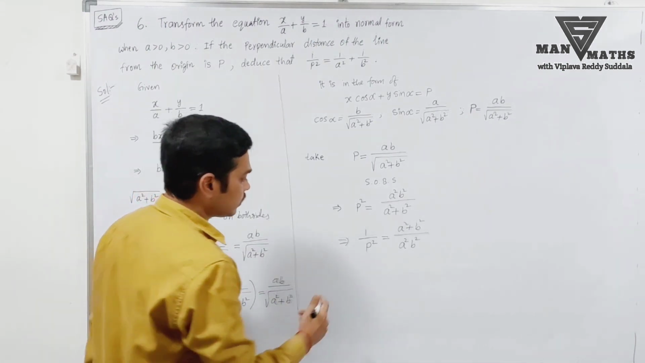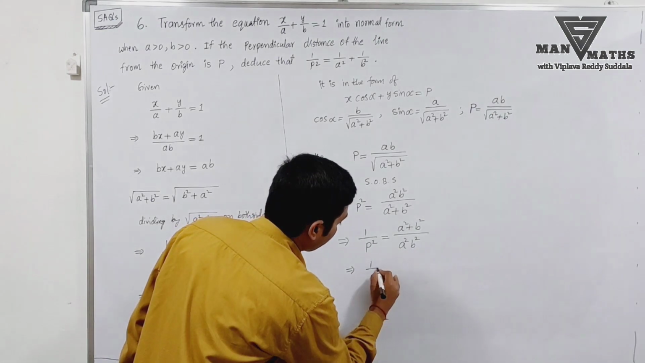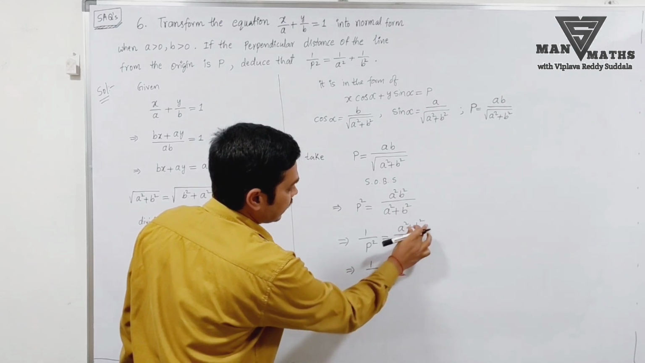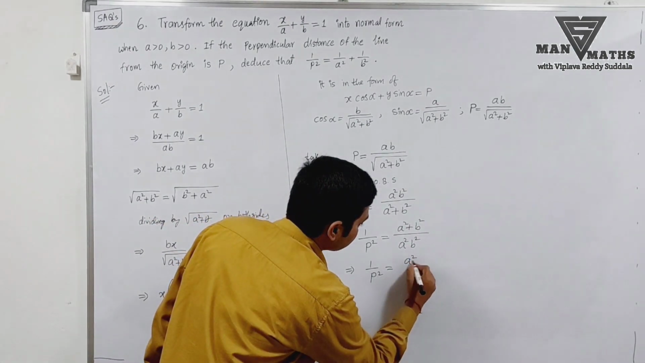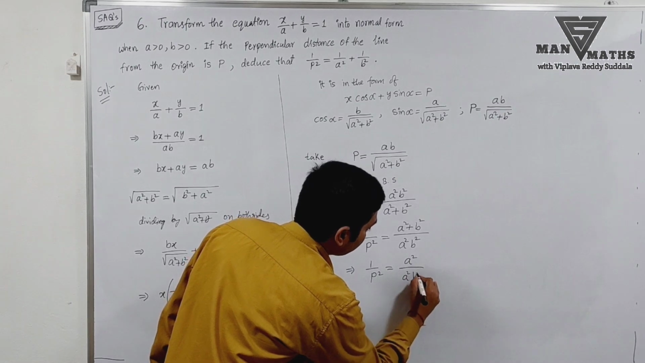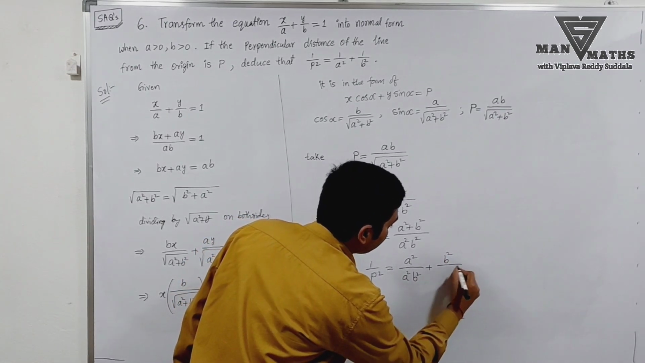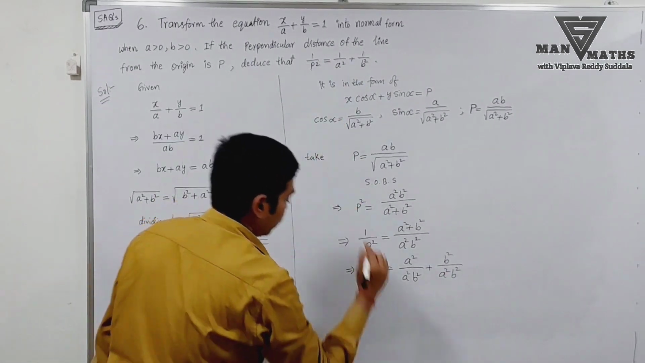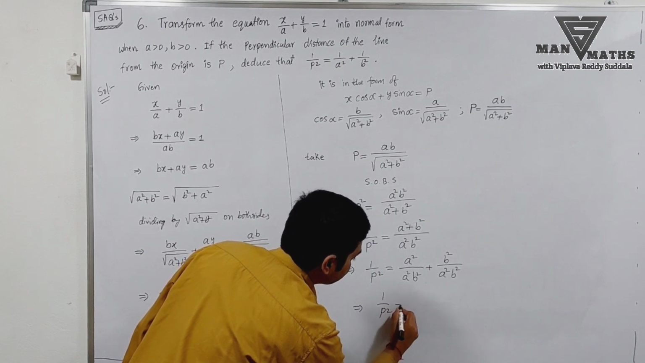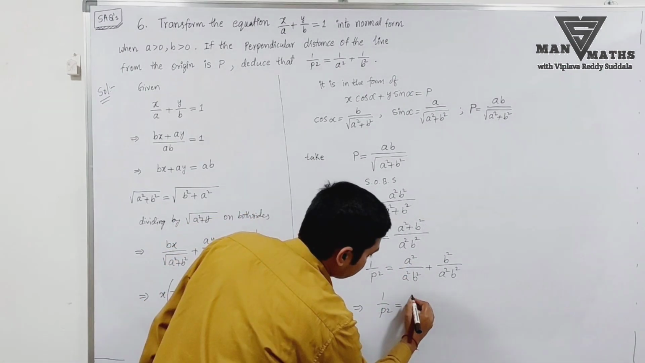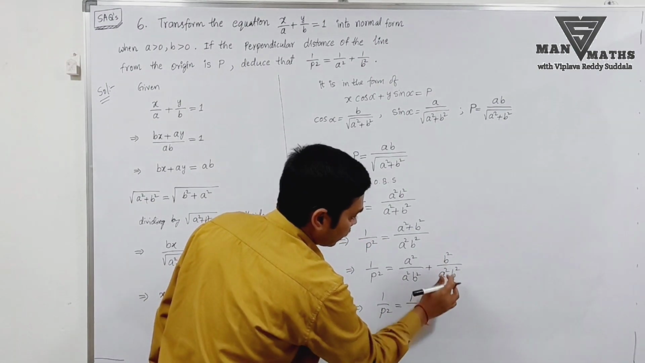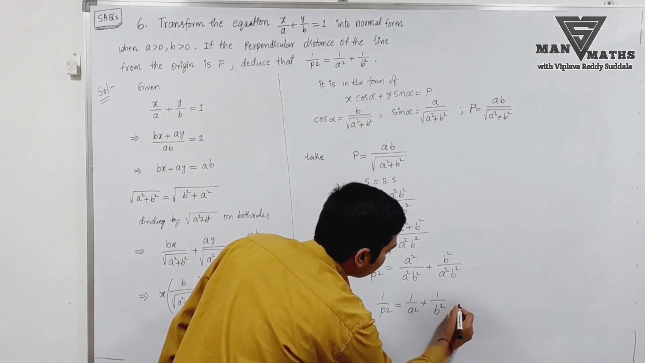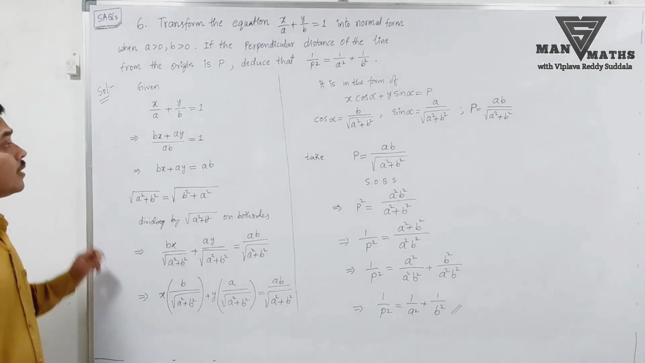From this equation, 1 by p square equals, split the denominator: first term by denominator plus second term by denominator, that is a square by denominator plus b square by denominator. We get 1 by p square is equal to, a square cancels, 1 by b square, and b square cancels, 1 by a square. That is 1 by a square plus 1 by b square. This is the sixth problem.